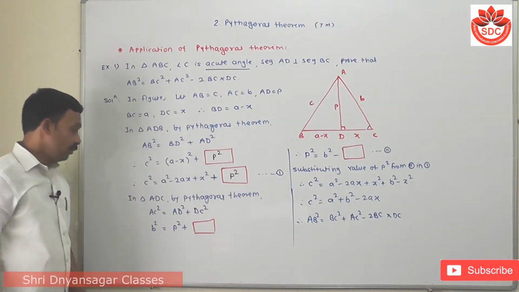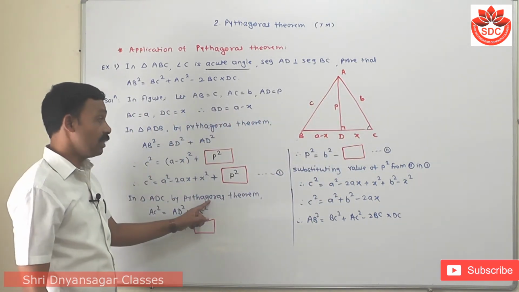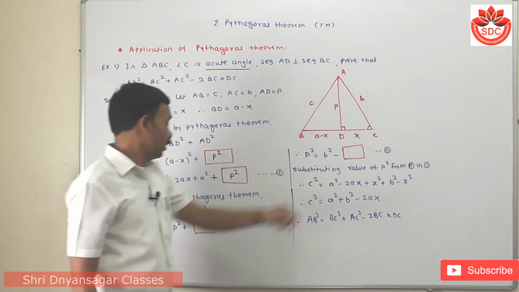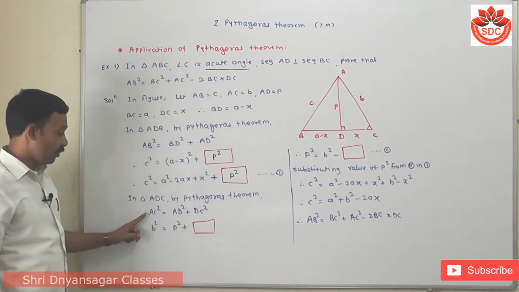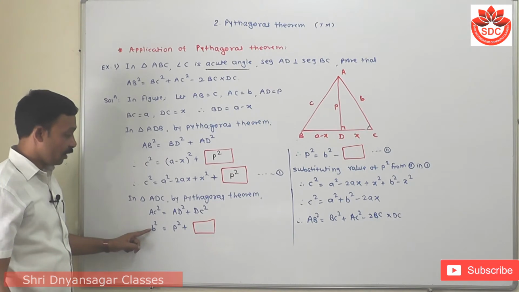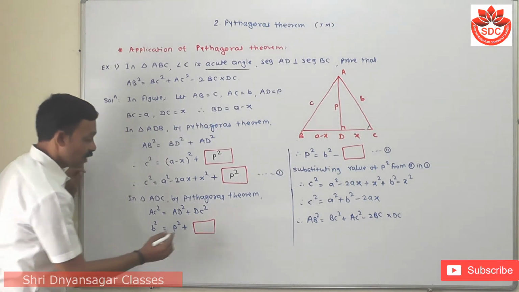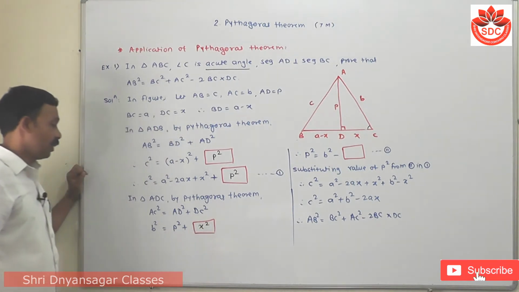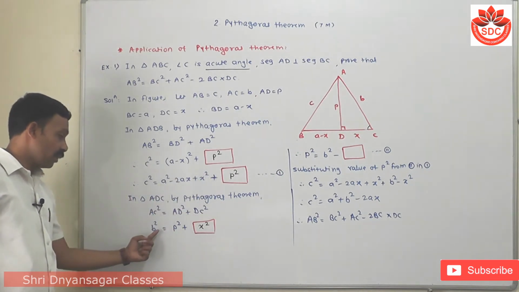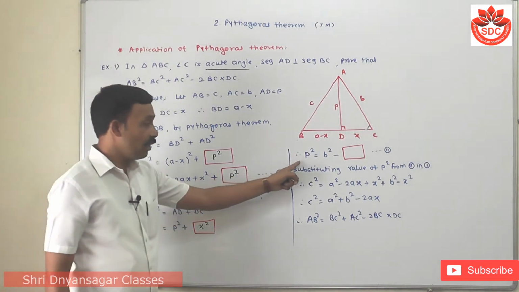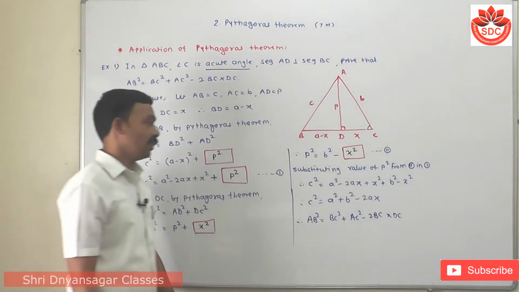Okay. Then the other triangle is ADC. This is also a right angle triangle, so we use Pythagoras theorem. In this also AC square is equal to AD square plus DC square. We have to substitute the values. AC is shown by b, so b square. AD is shown by p, so p square. And what is the value of DC? DC is x, so we write here x square. Then student, we transpose this to the other side. This x square transposed here becomes minus. So p square is equal to b square minus x square. Let this be equation number 2.